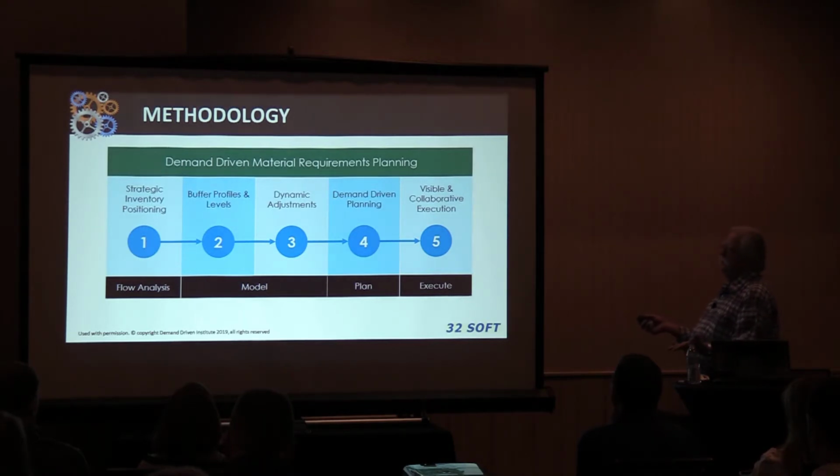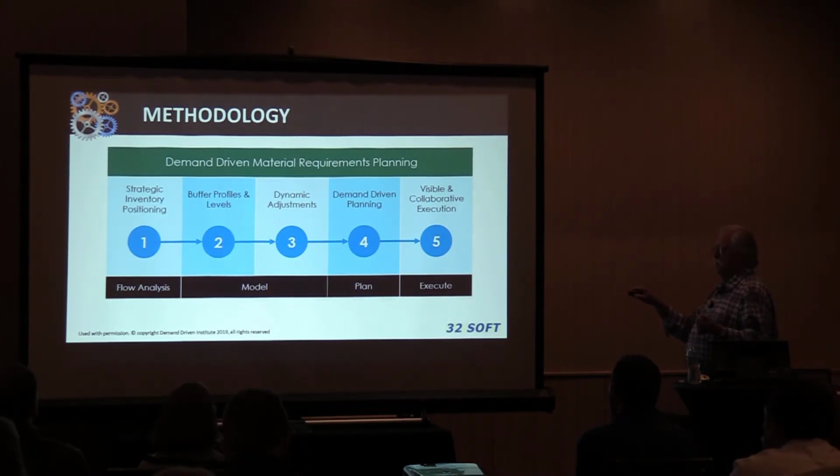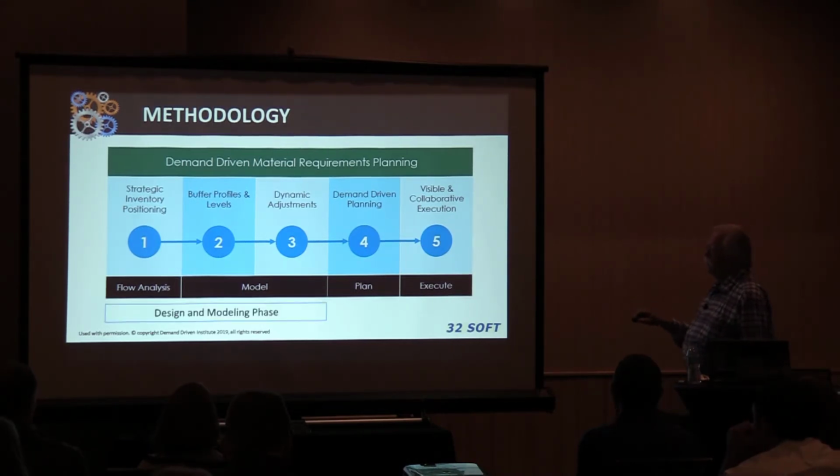So the methodology is fairly straightforward. You develop these strategic positioning buffers, or specific strategic inventory positions. Then you create what are called buffer profiles and levels. Then the system automatically adjusts for changes in the system. Average daily usage might be different today than it was yesterday. It might be different today than it is in the future. So the DDMRP system has this adjustment factor built in. So these three design and modeling phases are really the key to how you make DDMRP work.